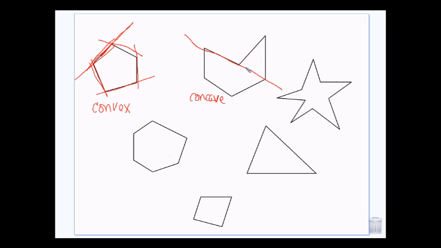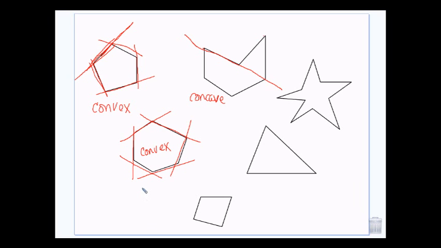Like, what if I'm doing all my diagonals and I forget that I need to connect this vertex to that vertex? Do you see what I'm saying? Yeah, you would have to if you're doing diagonals. So I say extend the lines. If I extend all the lines and none of them go inside, I'm convex.